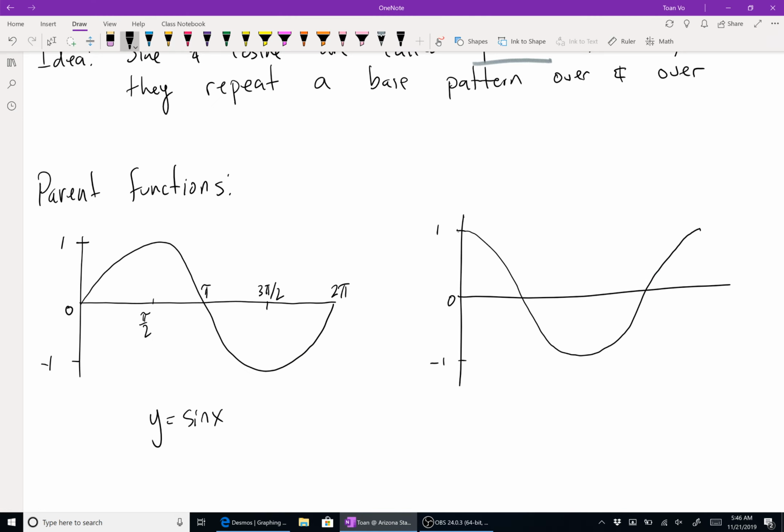So this is 0, not drawn to scale. This would be pi halves. This would be pi. This would be 3 pi halves. Then up here would be 2 pi. So this would be the parent function of the cosine function.